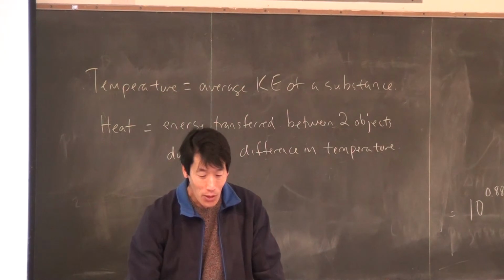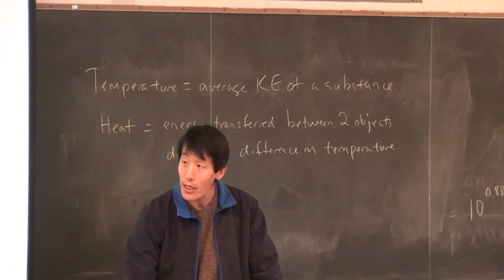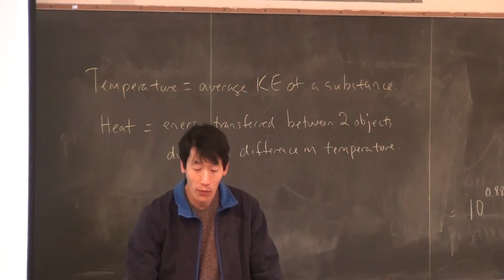Now note that those three factors are in this heat equation here. So I put this heat equation Q, which is the symbol for heat, equals M times S times delta T, where M is mass, S is specific heat, and delta T is a change in temperature.